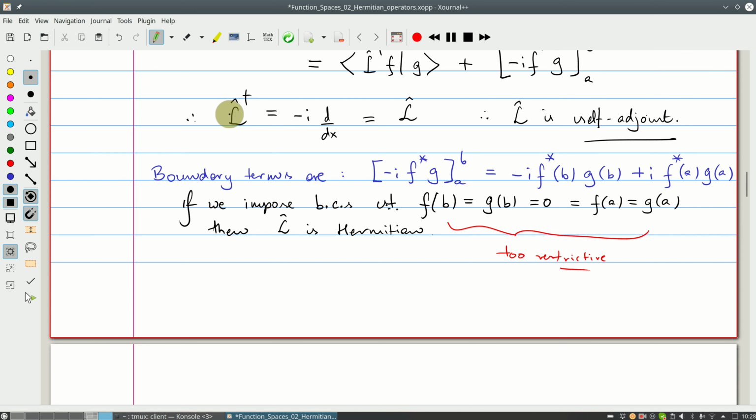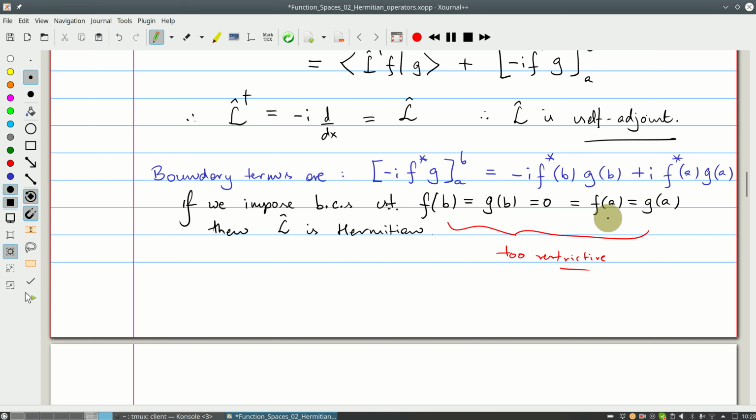Now, if you don't know it, you can show it by just solving a differential equation, which we'll come to soon. We know that the eigenfunctions of the momentum operator are functions of the form e to the i kx. Now, these functions don't really go to zero. They are oscillatory functions. If you want these functions to be zero at two points, it may just be that you force the functions to be zero everywhere.